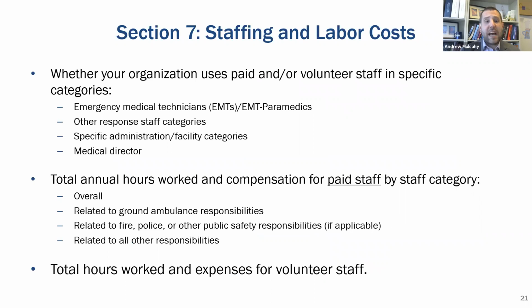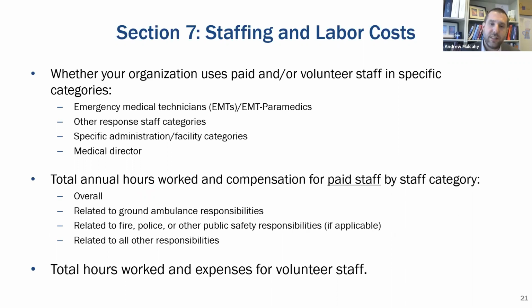Section 7 asks about staffing and labor costs. There's a webinar that CMS hosted just on section 7, so I won't go into much detail here. The questions basically ask about what kind of staff you use. So this is an example where there are some questions up front that ask what staff categories apply to your organization. And then for each of those categories that you say, yeah, this applies to us, you'll report across all of the staff in that category, total hours worked and total compensation.